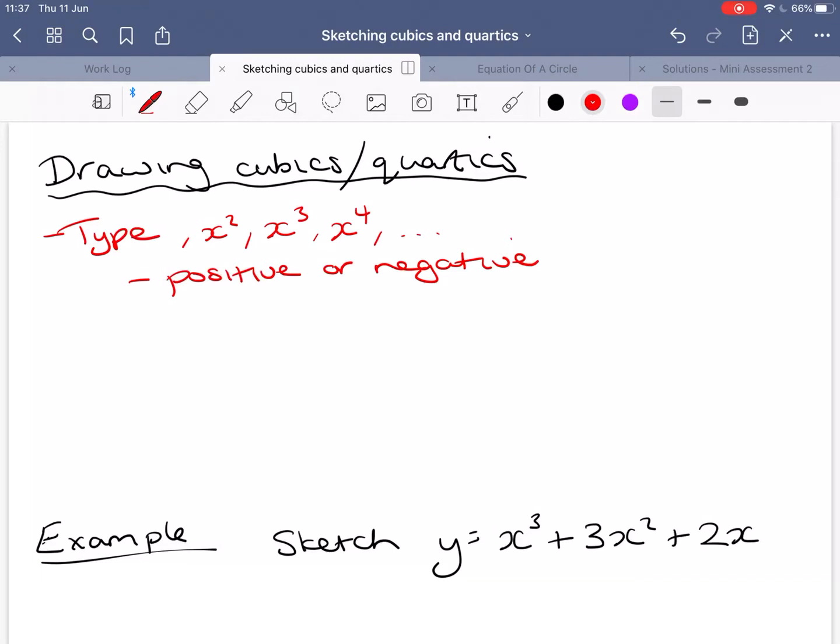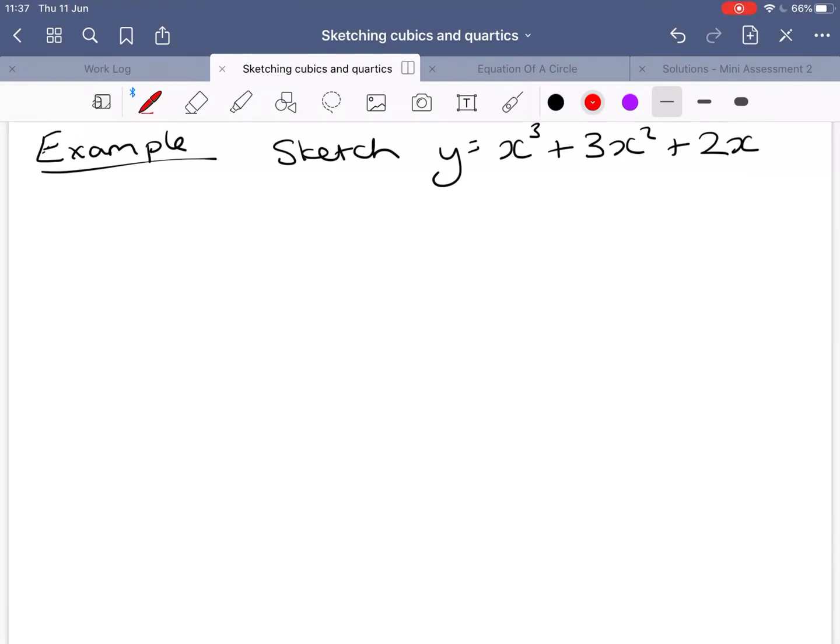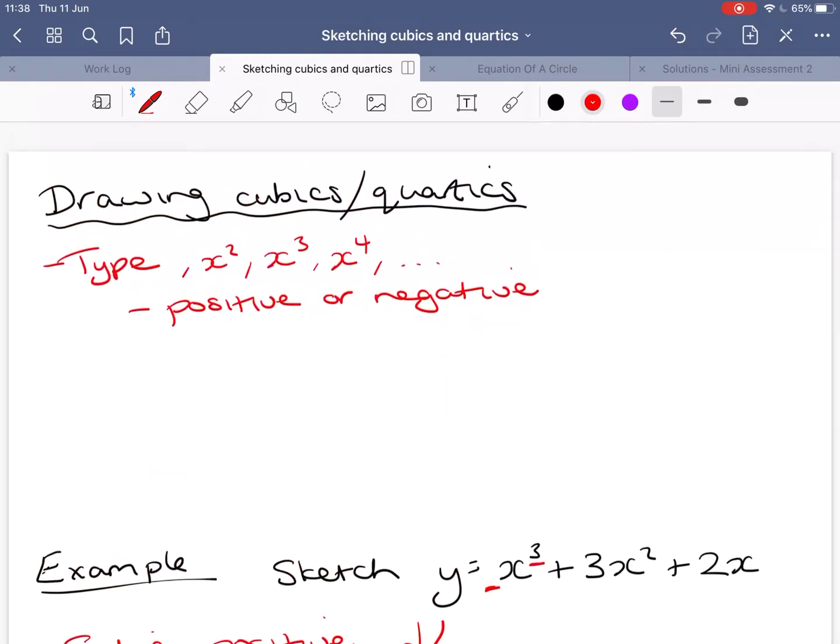So I'll tell you what, we'll decide and we'll do 2 in sync. Here we go, I've got sketch y equals x cubed plus 3x squared plus 2x. I think it's fairly obvious that's a cubic. And because the x cubed is positive, it's a positive cubic. So if I just draw a little sketch, I know it's going to look something like that. Okay, so that's the first decision: what type, and is it positive or negative?